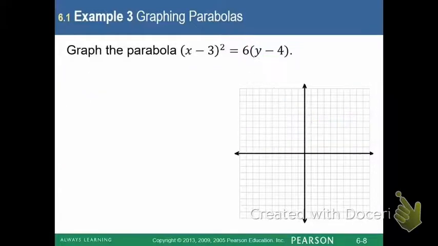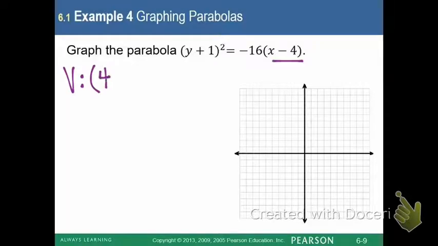Okay. Next one is similar. They give us the equation. So first, find the vertex. This one, careful, x is over here. So 4, and then y, it's y plus 1, so negative 1.